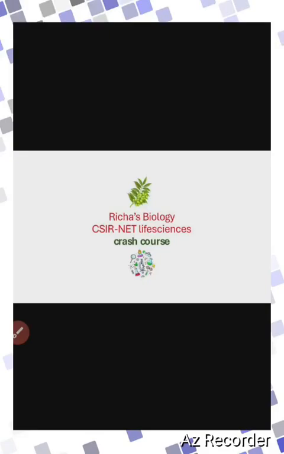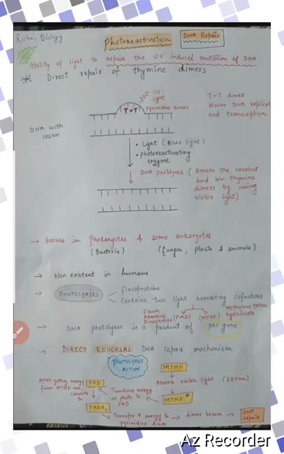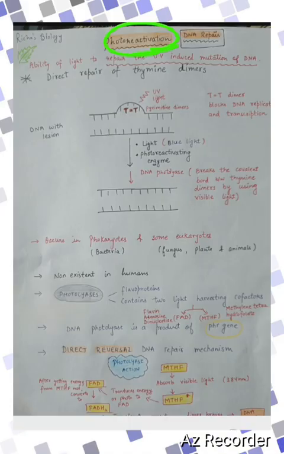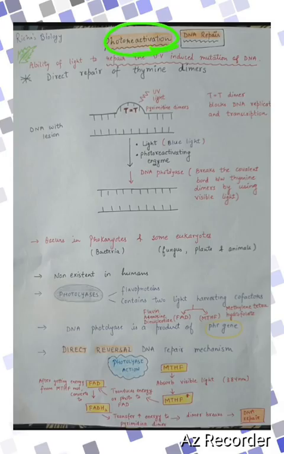Hello, everyone. Today in Richa's Biology Crash Course for CSIR Life Sciences, I'm going to talk about the photoreactivation mechanism of DNA repair. Photo basically means light, right? So it is the ability of light to repair the UV-induced mutation of DNA.